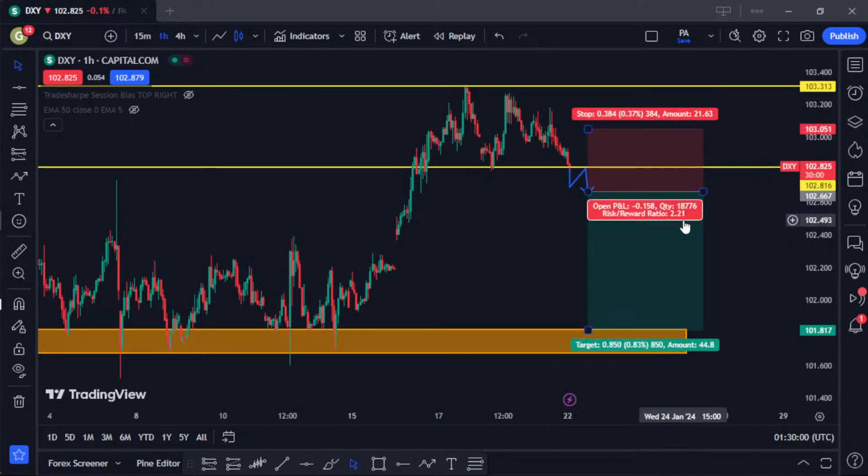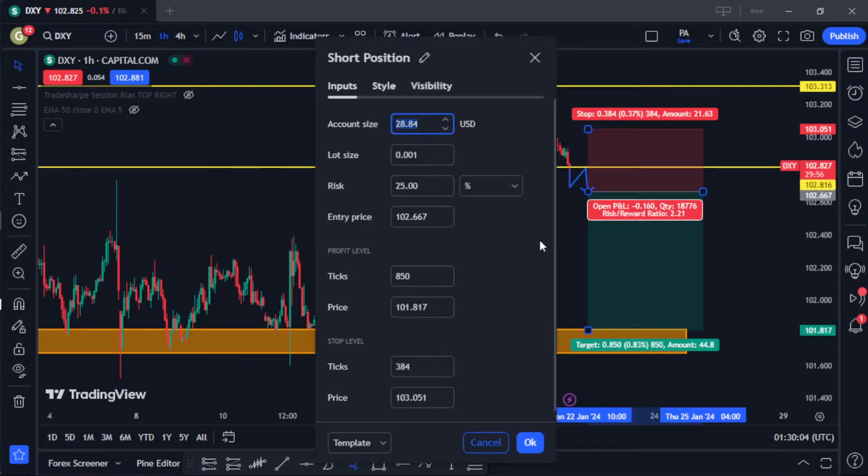So here, you can just take a look at all the formation here. If I want to sell this DXY, then I'll place a sell order at 102.667, and then my take profit will be at 101.817, and then my stop loss will be at 103.051. So these are all the information regarding this.